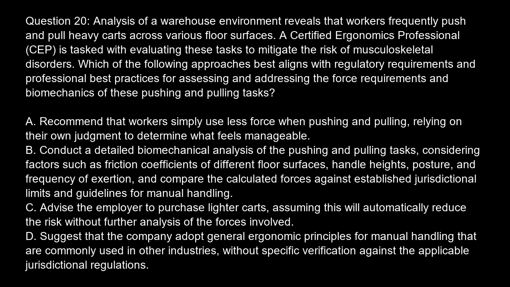Option A. Recommend that workers simply use less force when pushing and pulling, relying on their own judgment to determine what feels manageable. Option B. Conduct a detailed biomechanical analysis of the pushing and pulling tasks, considering factors such as friction coefficients of different floor surfaces, handle heights, posture, and frequency of exertion, and compare the calculated forces against established jurisdictional limits and guidelines for manual handling. Option C. Advise the employer to purchase lighter carts, assuming this will automatically reduce the risk without further analysis of the forces involved.